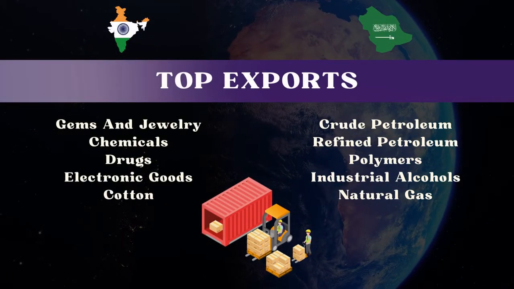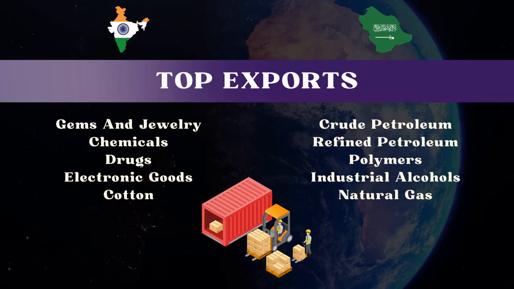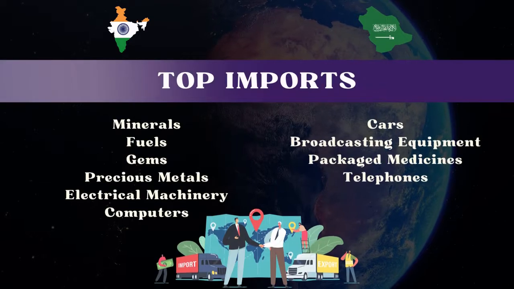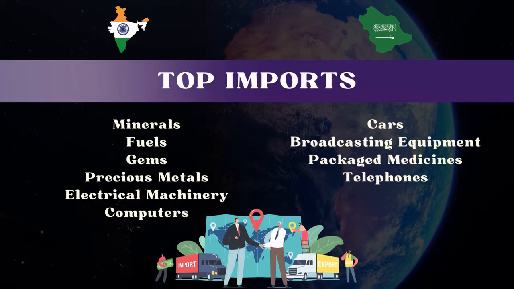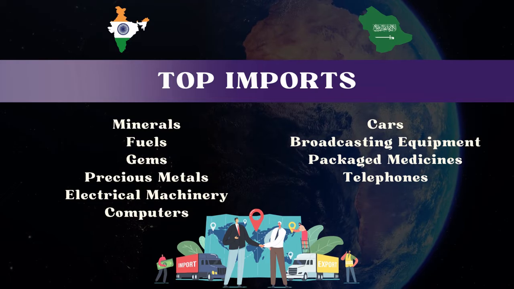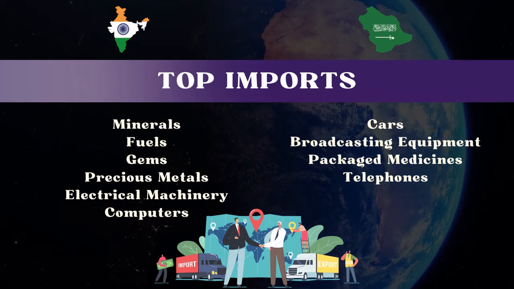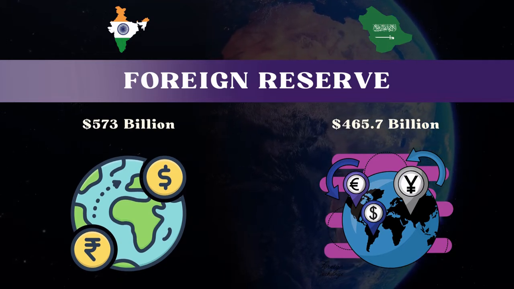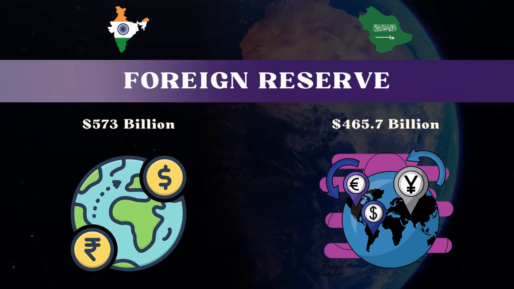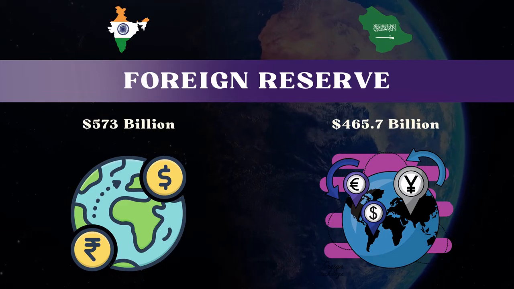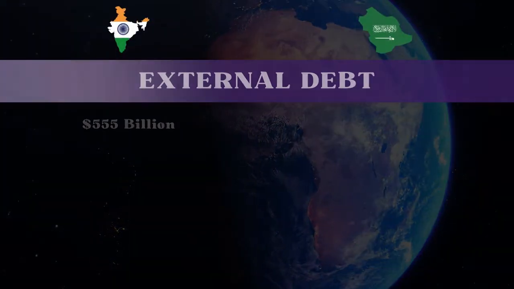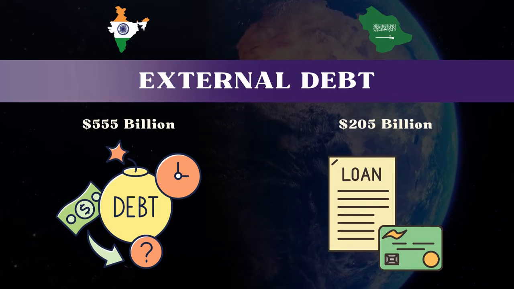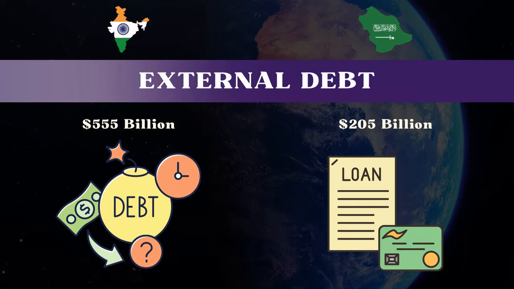Let's check the top exports of India and Saudi Arabia. Let's check the top imports of these two countries. Foreign reserve of India is $573 billion and $465.7 billion in Saudi Arabia. $555 billion is the external debt of India and $205 billion is the external debt of Saudi Arabia.